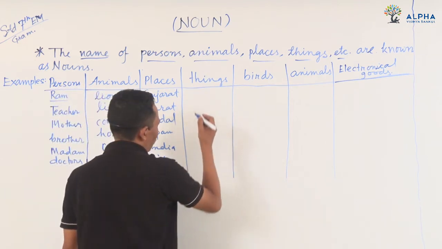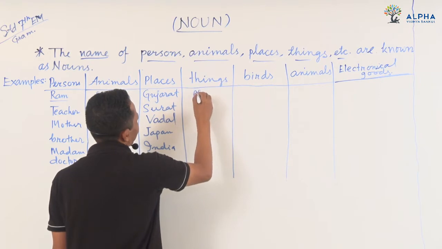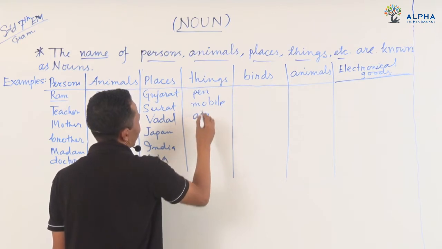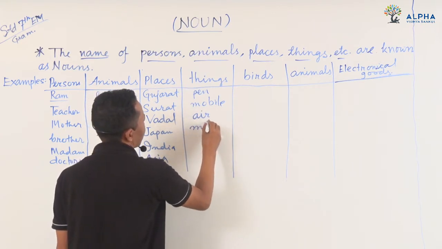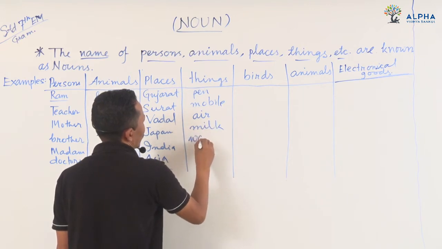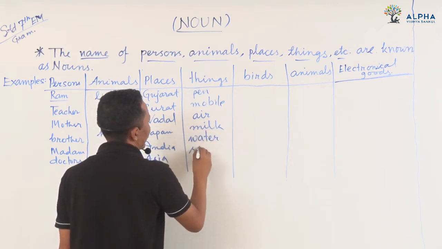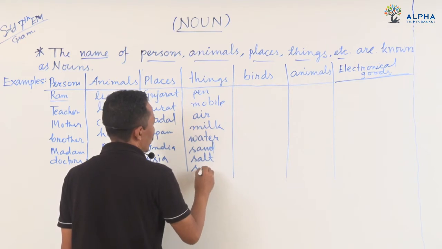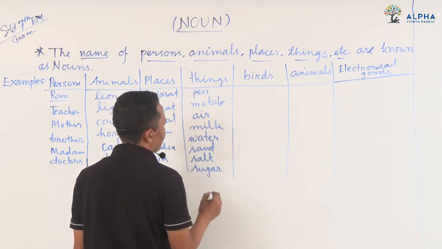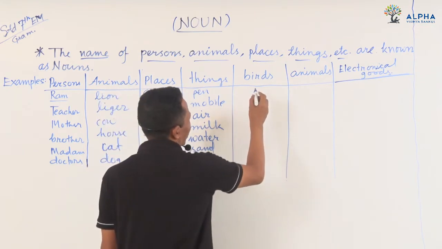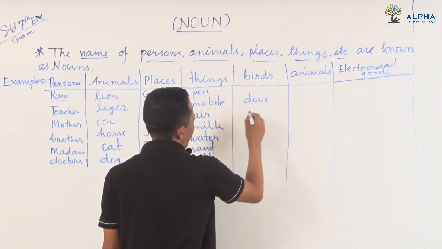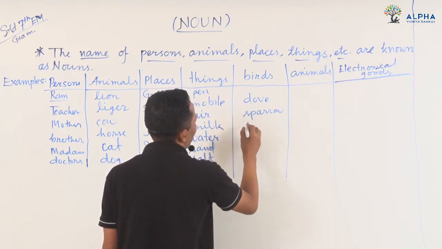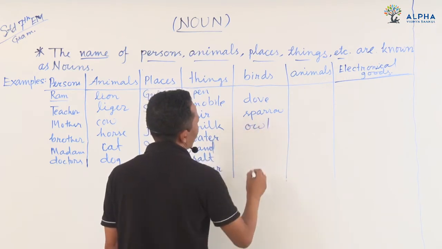Things. Suppose if I say pen, mobile, air, milk, water, sand, salt, sugar, birds, doves, sparrow, owl, etc. Many.